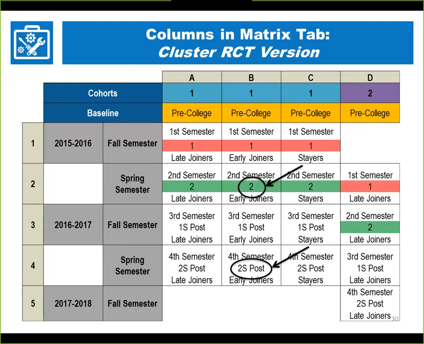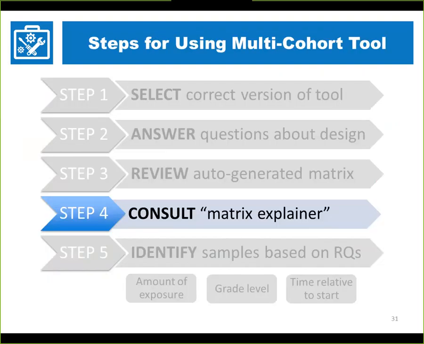Next is step 4, to consult the Matrix Explainer tab. You want to do that to be sure you understand the layout of the sample matrix. The Matrix Explainer tab provides illustrations and definitions for each part of the diagram produced in the Matrix tab.